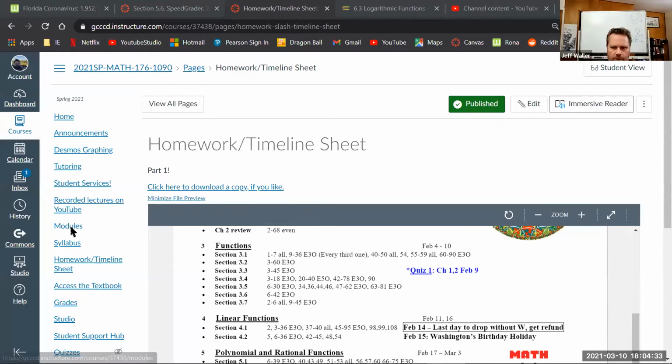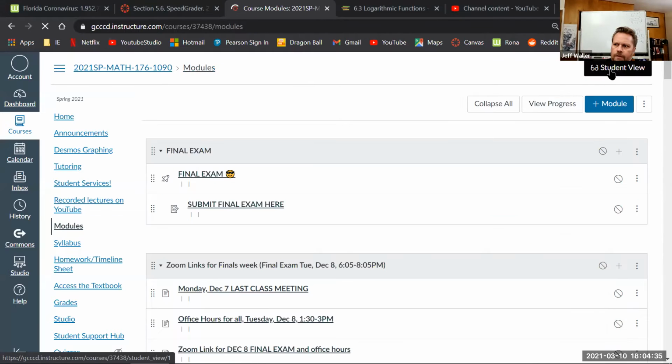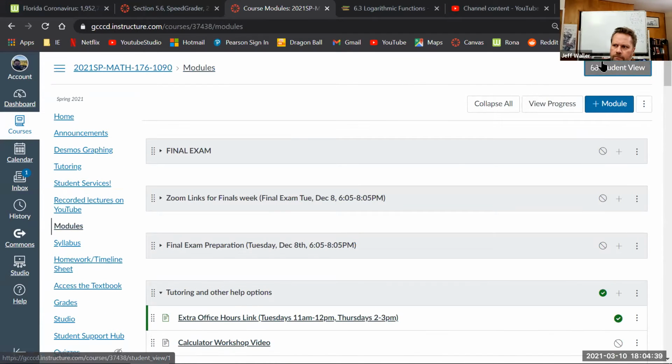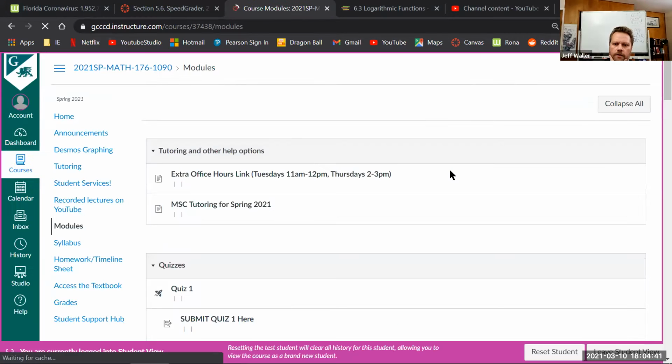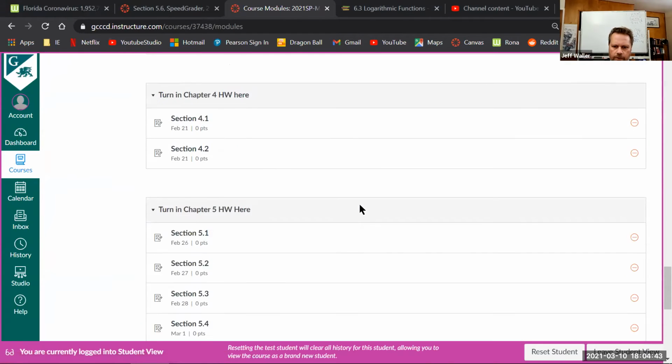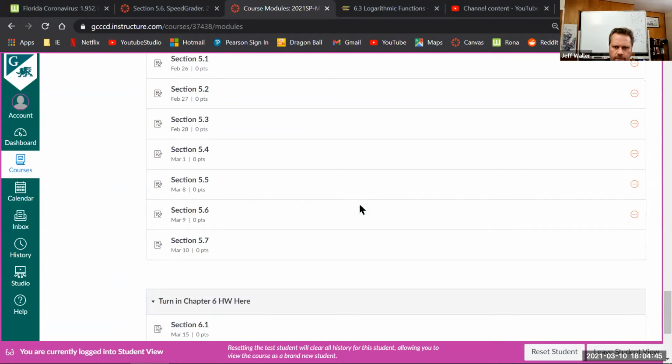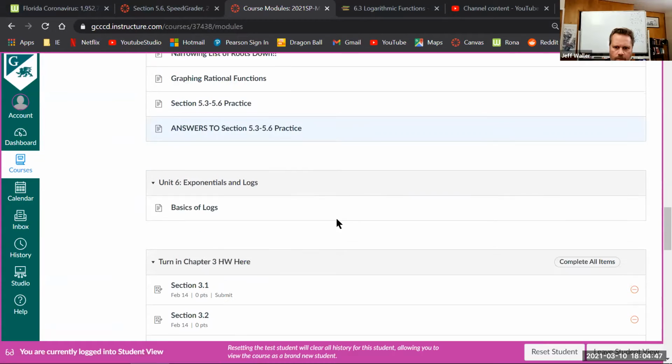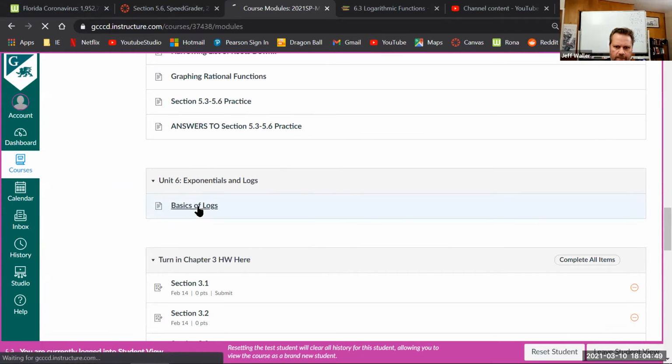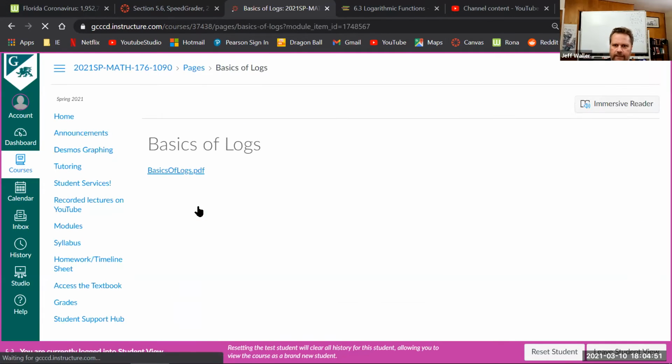So if you go to modules, you make this student view. Student view. Do it. Go to unit 6. Whoops, I went too far. Unit 6, basics of logs. I like it.